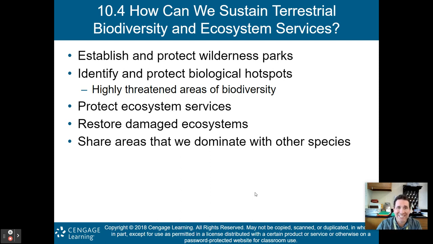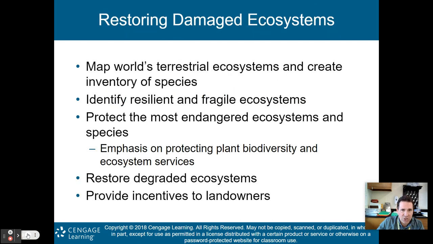So, number one, establish and protect wilderness parks, right? They made the Everglade National Park, didn't allow any more development there, and that was at least the beginning of the restoration phase. Identify and protect biological hotspots. What are biological hotspots? They are highly threatened areas of biodiversity. I'm going to show you a picture on the next slide that shows you where these hotspots are around the globe. Protect our ecosystem services, restore damaged ecosystems, and share areas that we dominate with other species. Talk about those hotspots in a second.